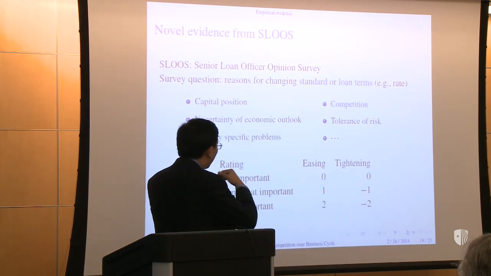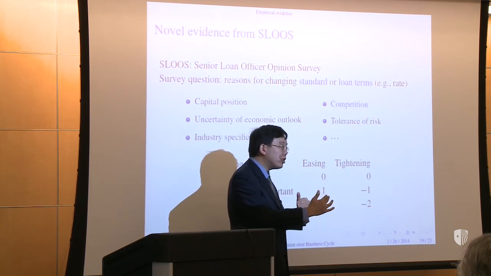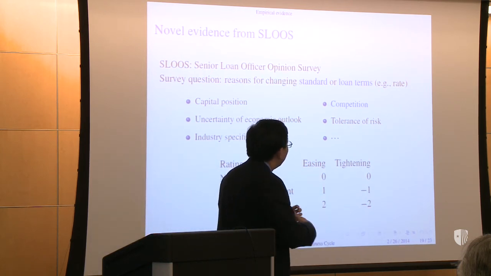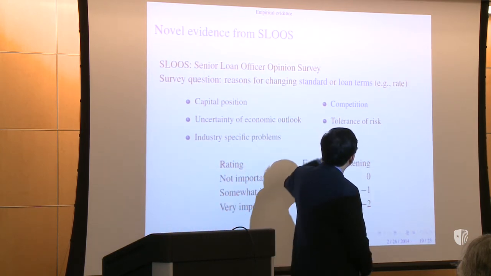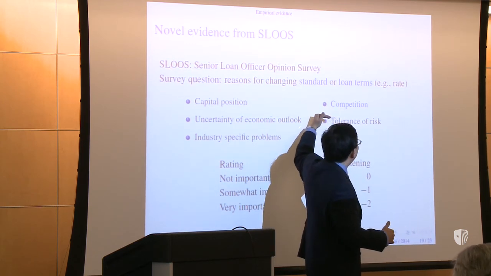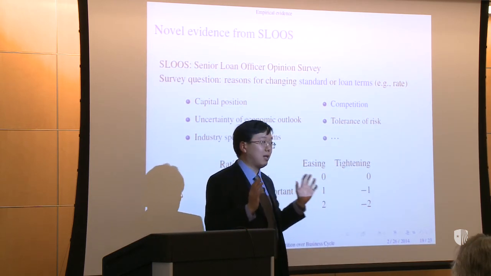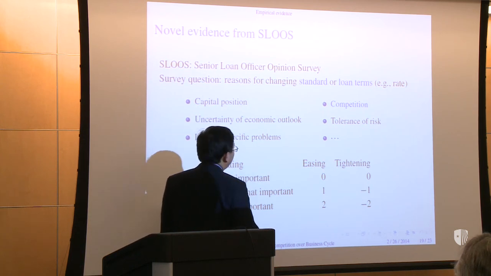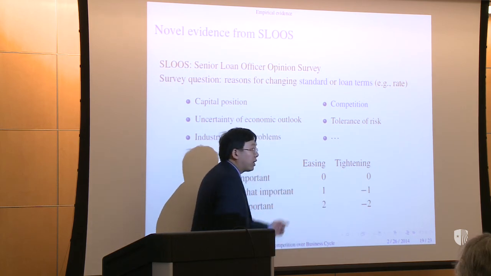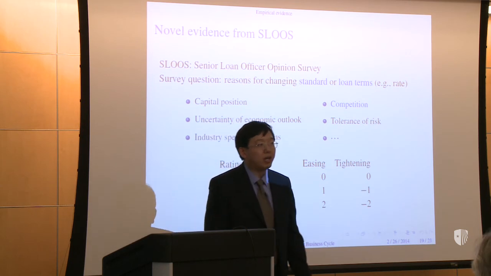And the precise wording of the question is, if your institution has lowered your lending standards and other loan terms, are you facing more competition from other banks? And was this competition very important, or somewhat important, or not important at all? And therefore, this answer is being rated 0, 1, or 2 in the case of easing. That is, if it's very important, then it's going to get a rating of 2.